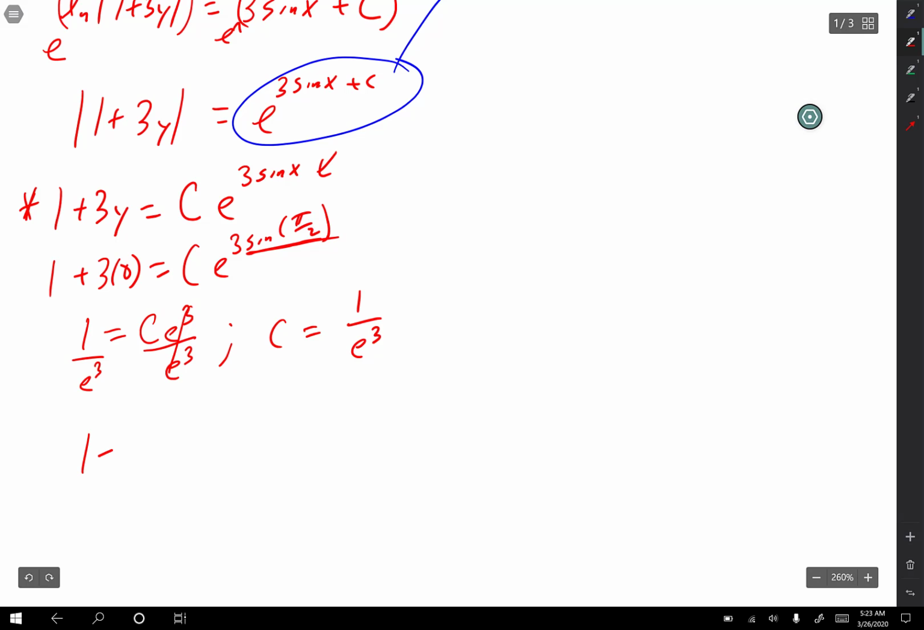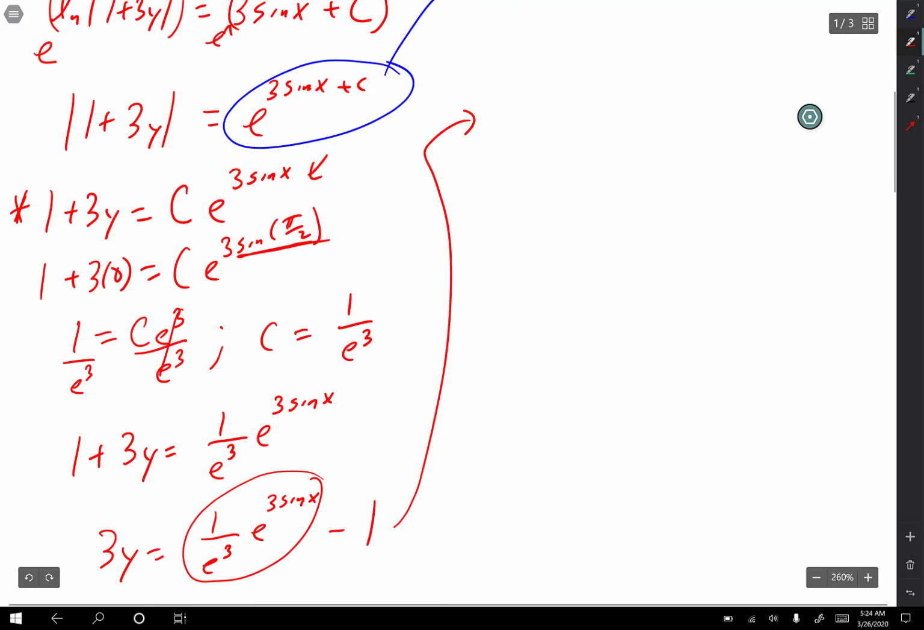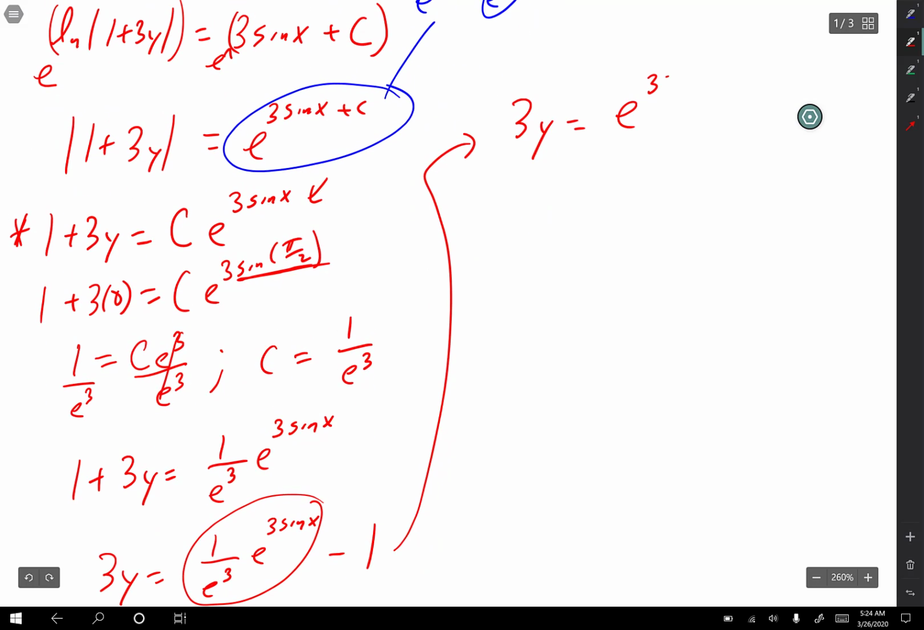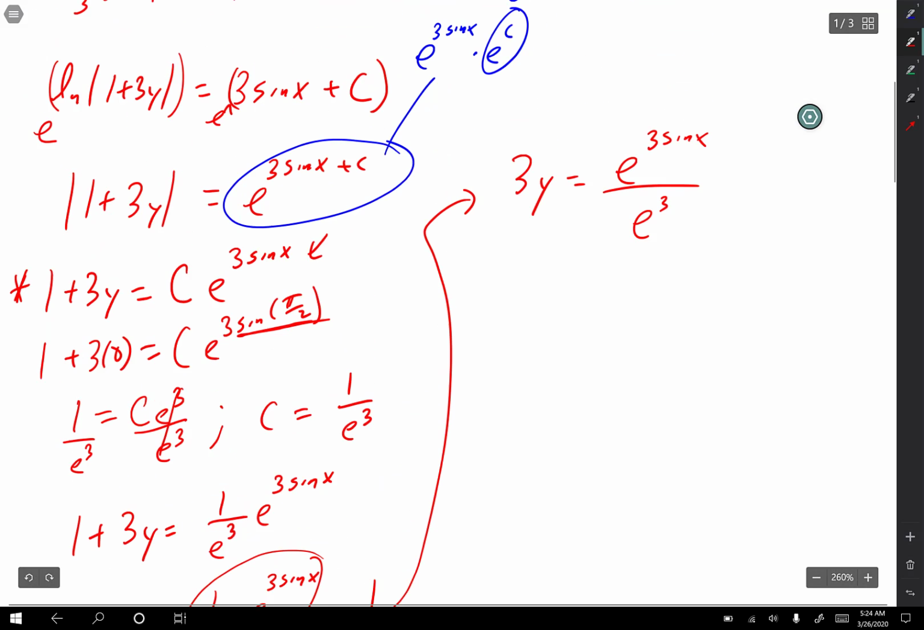Right there. So I'm going to write 1 plus 3y equals 1 over e cubed times e to the 3 sine x. And then I'm just going to move that 1 to the right. So I'm going to write 3y equals 1 over e cubed e to the 3 sine x minus 1. And yes, I know, guys, I can do something right here. I can just combine it. I'm going to go ahead and move it over here. So I'm going to write 3y equals e to the 3 sine x over e cubed minus 1.